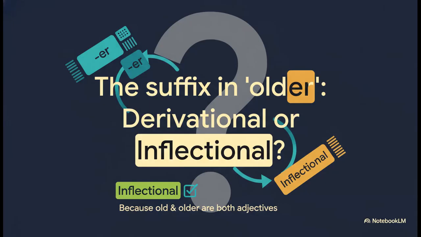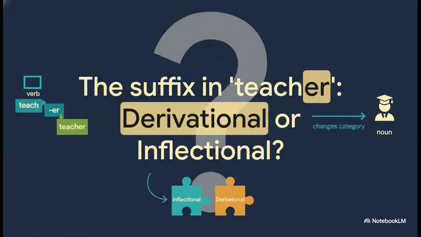All right, time for a quick practice round, just to make sure this is all sticking. In the word older, is that suffix derivational or inflectional? It's inflectional, right? Because old and older are both still adjectives. The word's category didn't change at all. Okay, what about our original example, teacher? Here, the er is definitely derivational. And why? Because it took the word from a verb, teach, and turned it into a whole new category, a noun.